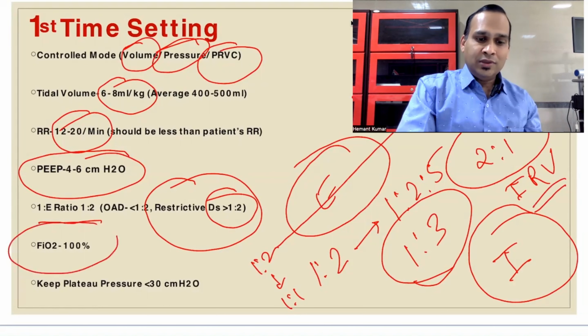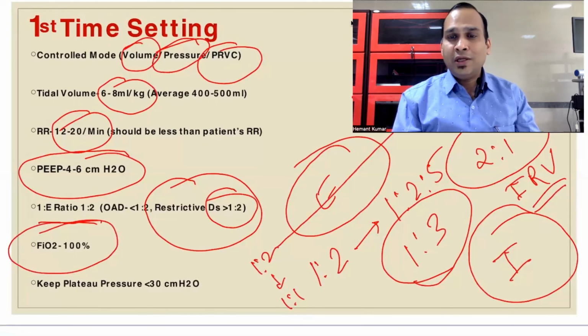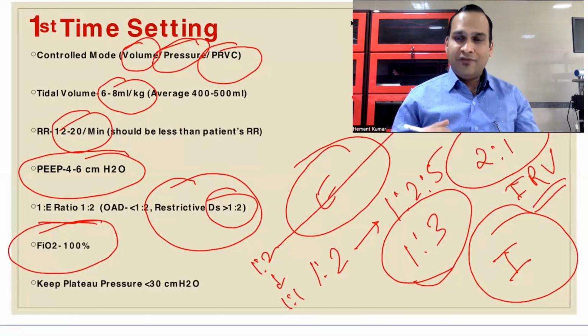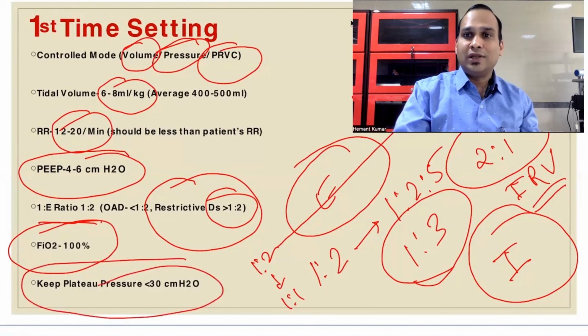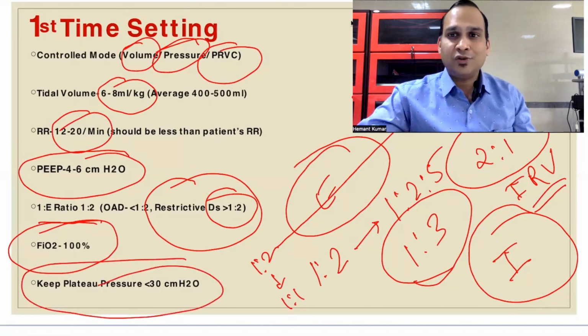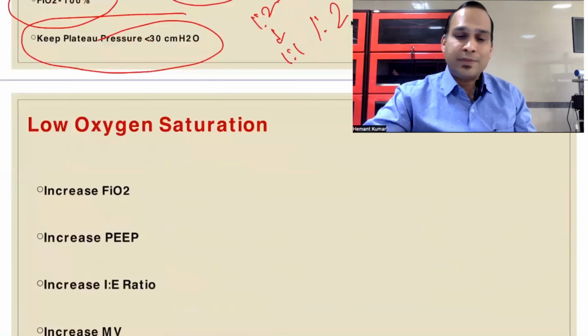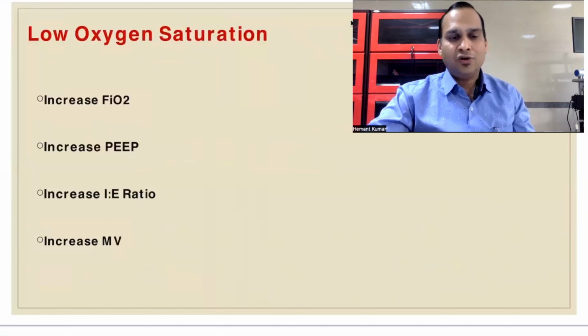This is seen in ARDS. Then we have to keep FiO2 100% initially, and we have to taper down accordingly with SpO2. And with all these settings, we have to keep plateau pressure below 30, because above 30 there is a chance of barotrauma, pneumothorax, pneumomediastinum, surgical emphysema, lot of complications.